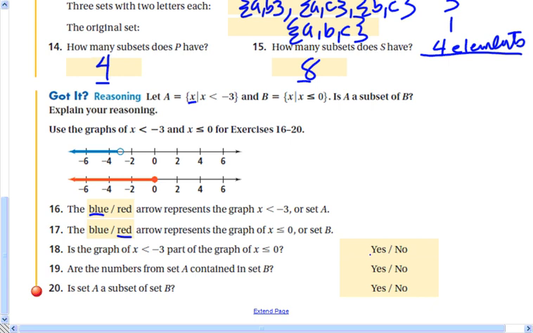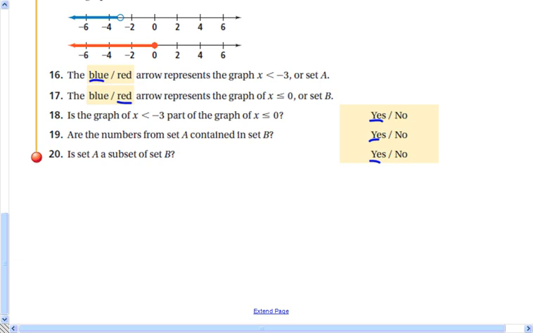Yeah. Are the numbers from set A contained in set B? Yes. Is A a subset of B? Yes. Think about this. Is B a subset of A?